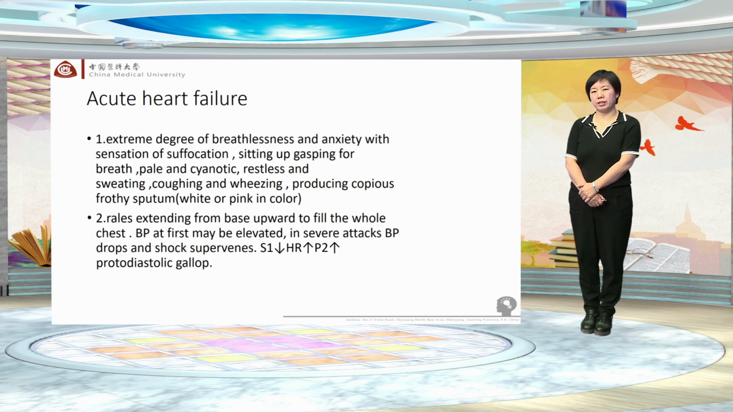For acute heart failure, it means extreme degree of breathlessness and anxiety with sensation of suffocation, sitting up, gasping for breath, pale, and cyanotic. And we can find rales extending from the base upward to fill the whole chest. At first, blood pressure may be elevated. In severe situations, blood pressure will drop.